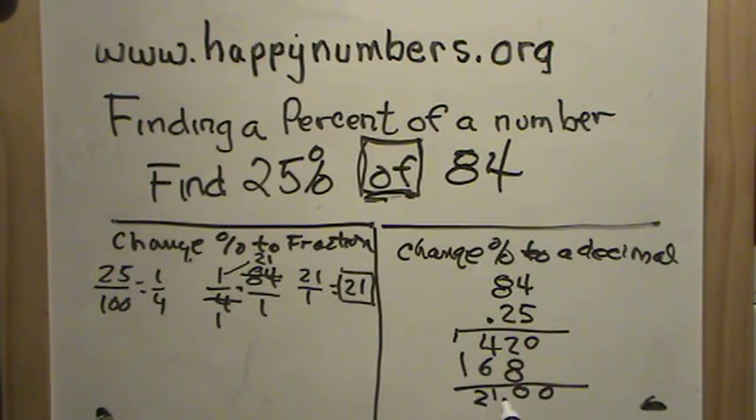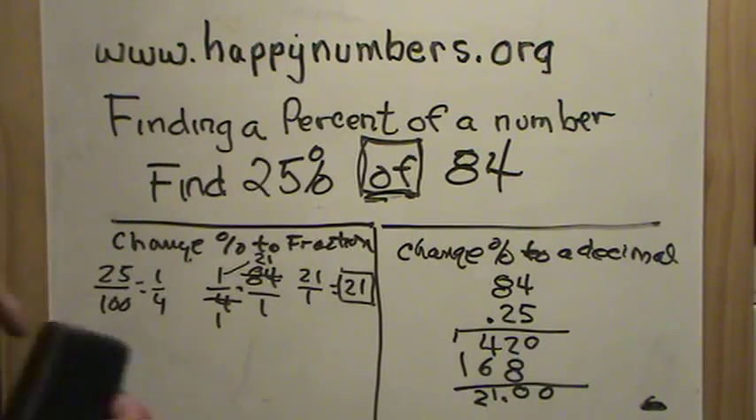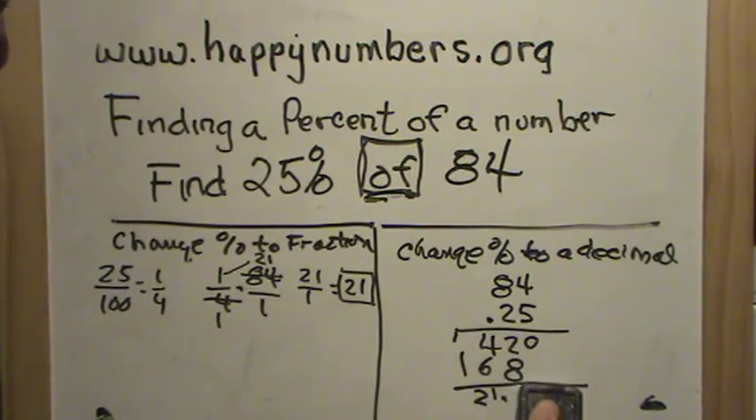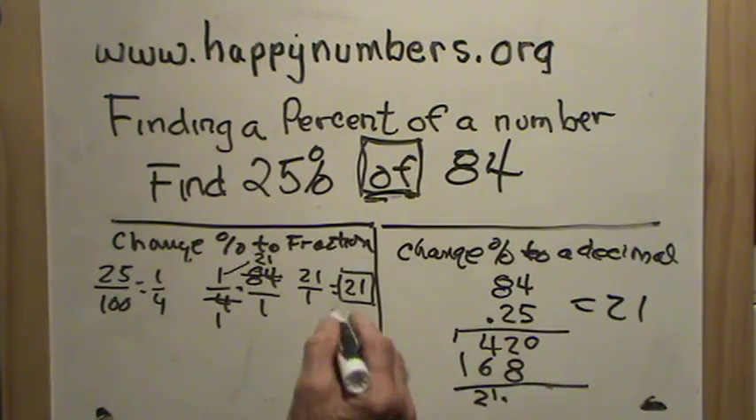So I have 2 decimal places, so the decimal goes there. But since this is a whole number, I don't need the decimal there. So I wind up with my answer as 21. I don't know if you could see that. It may have run out on the screen. But the answer is 21, same as this.